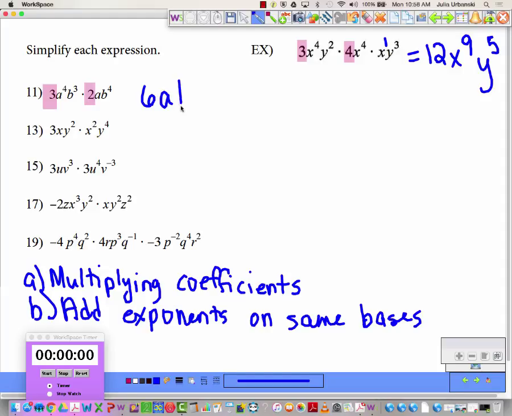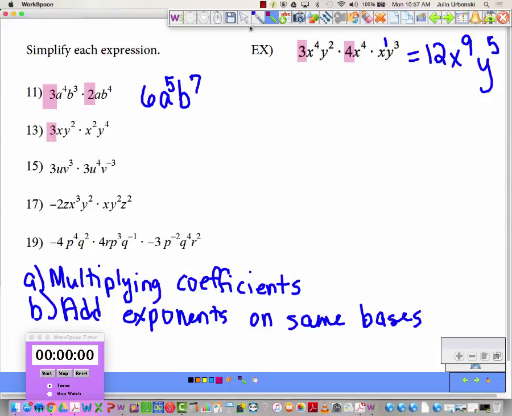Now I have to do my A's and my B's. A to the 4th and A to the 1st. So that would be A to the 5th. B to the 3rd and B to the 4th. B to the 7th. Okay, that's all you do. Multiply the coefficients and then find all the matching bases. It will get more complicated as we go throughout the chapter. Alright, you do this one.